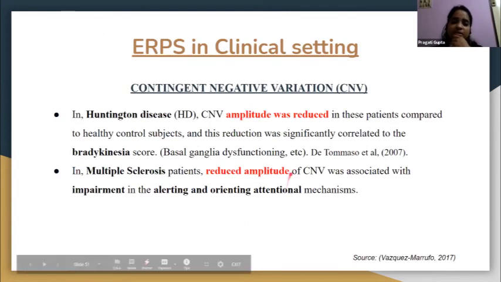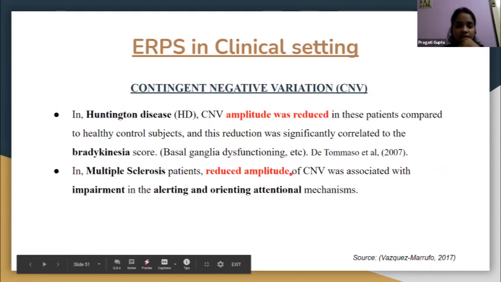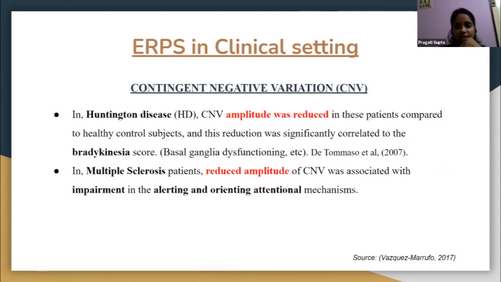Now we'll move on to the ERPs in the clinical setting. In this component, the contingent negative variation, firstly, what is it? Contingent negative variation is a component that reflects the expectancy of the task. For example, in the odd and even number button pressing task, I know the next number might come as odd or even, so there is an expectancy of that stimulus coming. So there will be pre-stimulus activity for that task, which is monitored by the contingent negative variation, an early component.